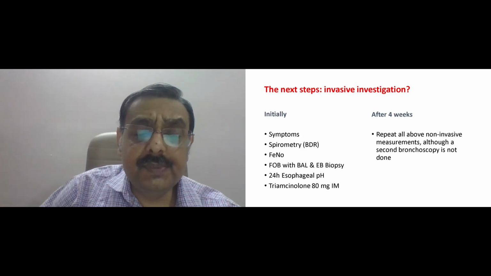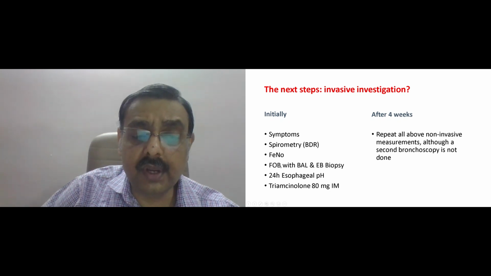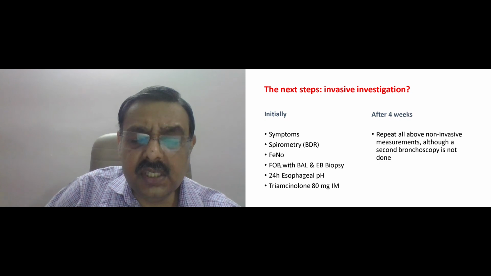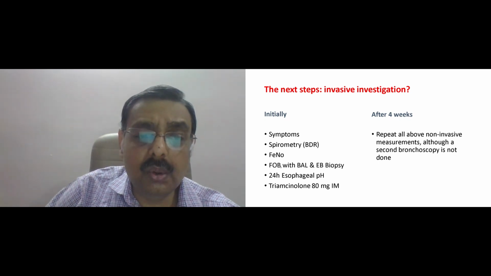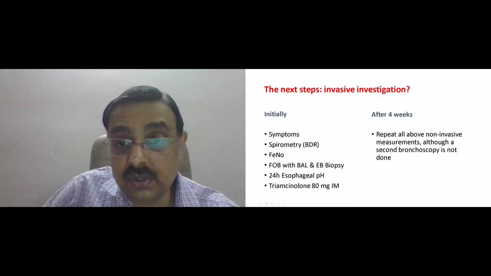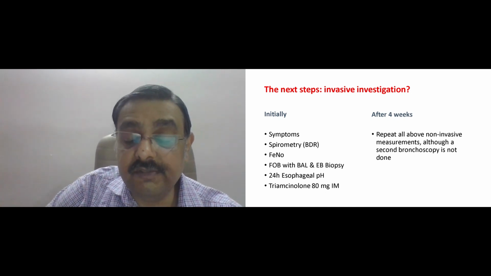So the usual things which people would do in such situations is to look at symptoms, do a lung function, do an FeNO, do a bronchoscopy and endobronchial biopsy. This is the pediatric protocol from Brompton, which is universally recognized now. People do a 24-hour esophageal pH as well to look at GERD, and give an injection of triamcinolone 80 milligram intramuscularly, because the response to corticosteroids is a surrogate marker for eosinophilic inflammation.